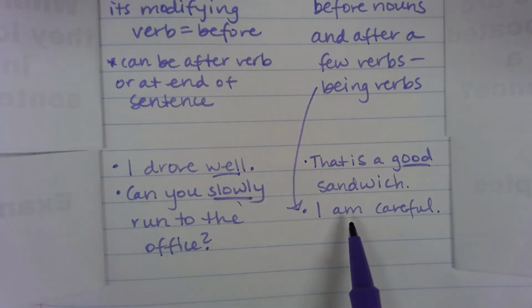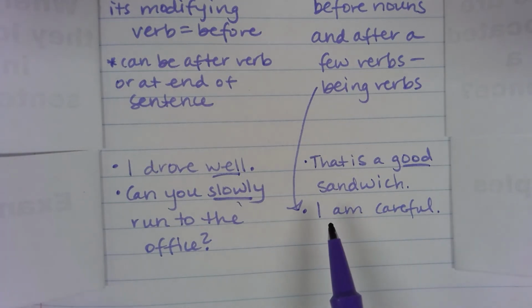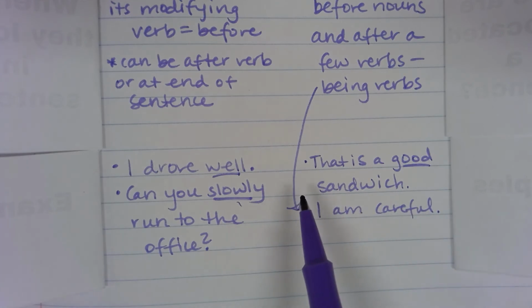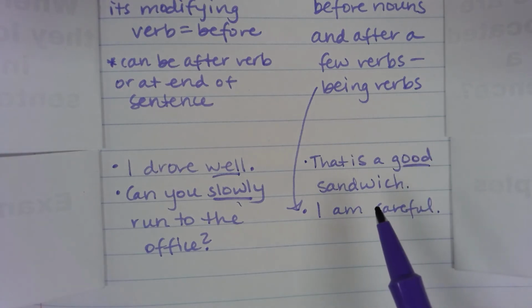So am is your being verb, and that's your verb in the sentence, but careful is not acting as an adverb. It's acting as an adjective because it's describing I. I am careful. I equals careful. So in this case, it's after your verb, but it's not right before your noun. So that's kind of what that part was describing there.